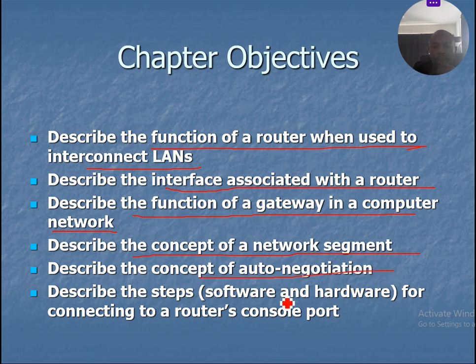Auto negotiation in a network. Then at the end of this chapter, this concept or this section, we should be able to describe the steps, including the software and the hardware, that are used for connecting a router's console port.